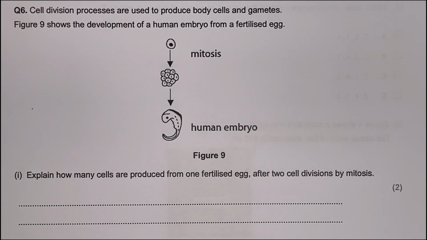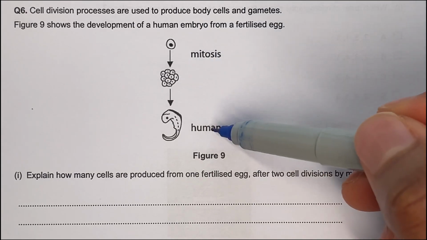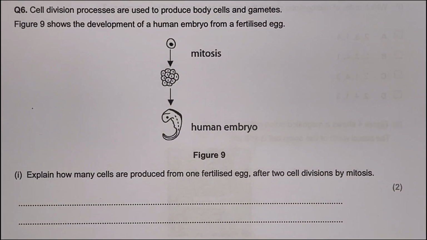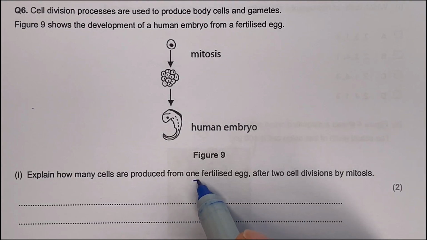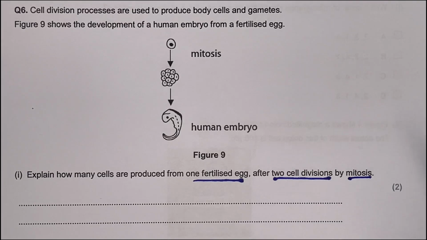Cell division processes are used to produce body cells and gametes. Figure 9 shows the development of a human embryo from a fertilized egg. One cell, mitosis, many cells, embryo. Explain how many cells are produced from one fertilized egg after 2 cell divisions by mitosis.